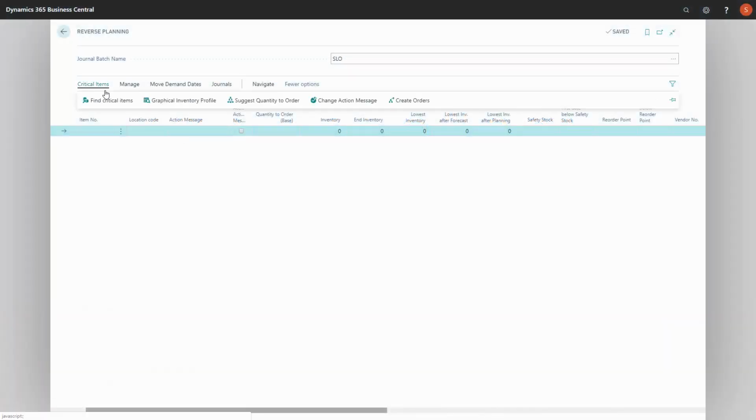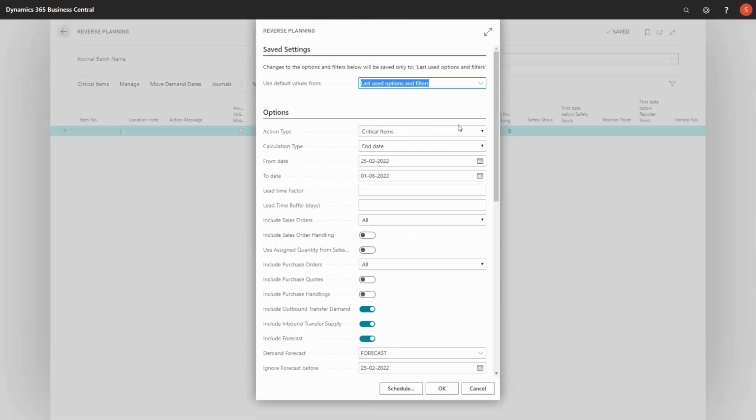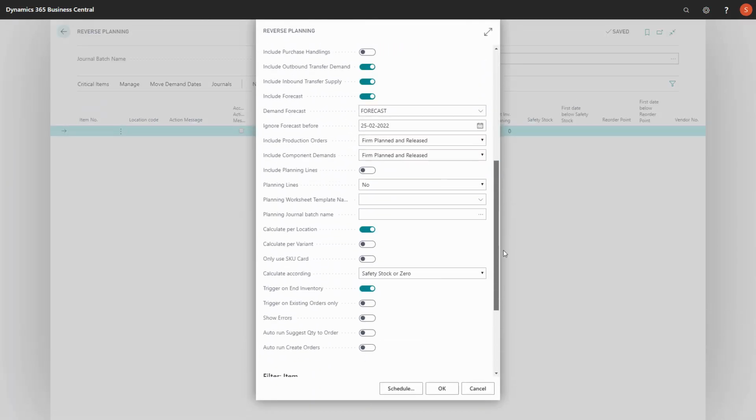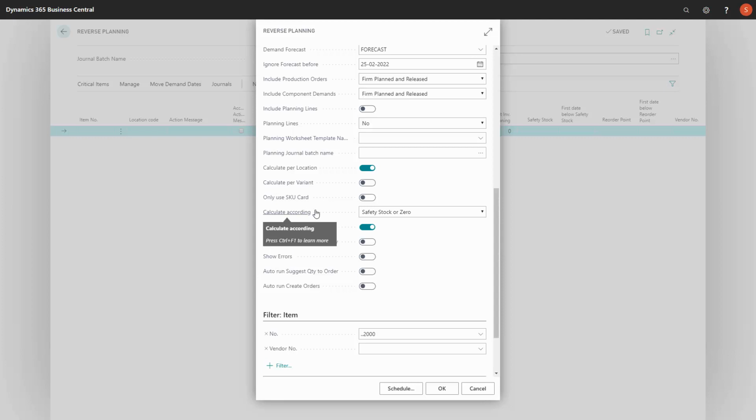When calculating for critical items, it's possible to calculate on different levels. So for instance, you can calculate on safety stock or 0, reorder point or 0. First of all, let's try to calculate to reorder point, and I'm triggering on end inventory, meaning I'm only looking at the end inventory in the period I'm planning.